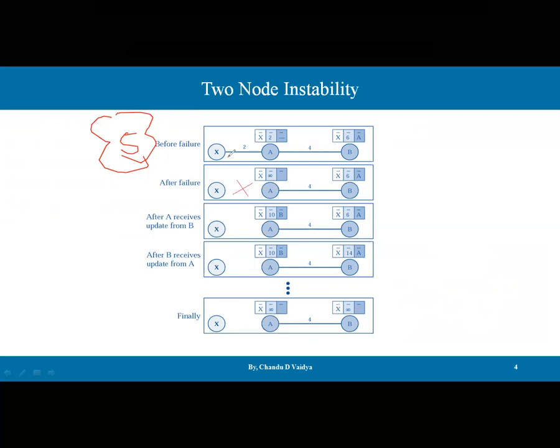Let's say this is the scenario before anything bad happens. This scenario is very, very simple. It is very plain, where X is the destination. Let's say A is the node which maintains the destination X. A wants to reach X via cost 2.